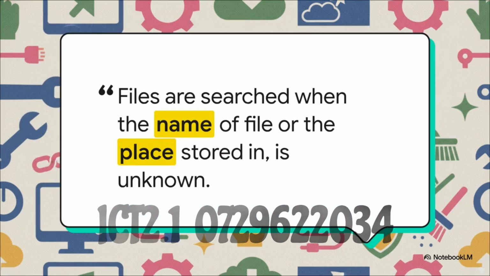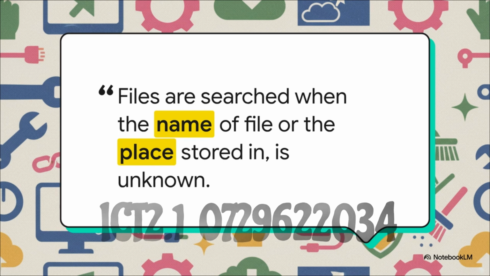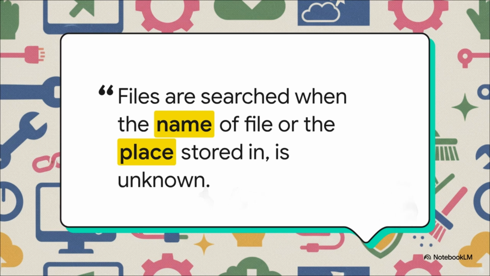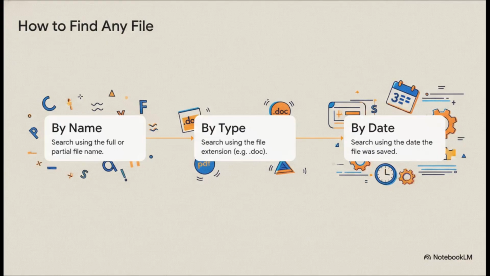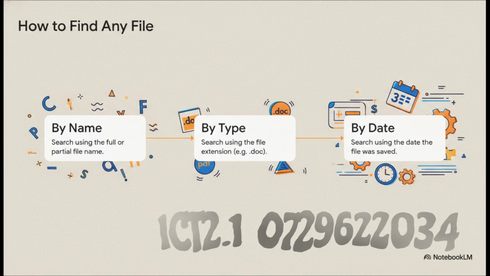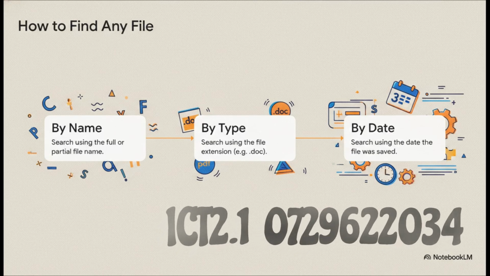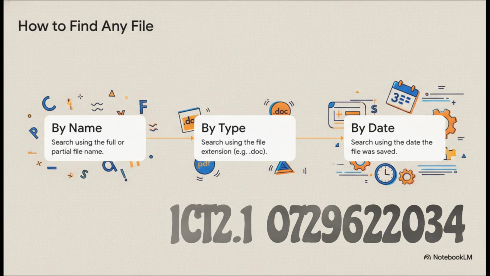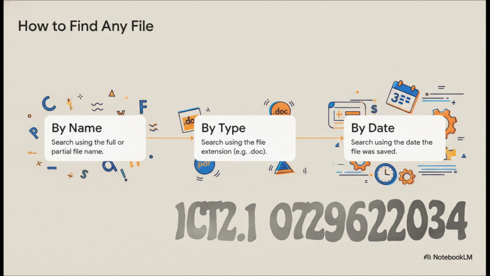But what happens when you can't even find the file in the first place? Come on, we've all been there. You know you saved it somewhere. This is exactly where your computer's built-in search function becomes your absolute best friend. And that search tool is way more powerful than you might realize. Even if you only remember a tiny piece of the file name, you can probably still find what you're looking for. You can also search by the file type, like putting in .doc if you know it's a Word document, or even by the date you last worked on it.